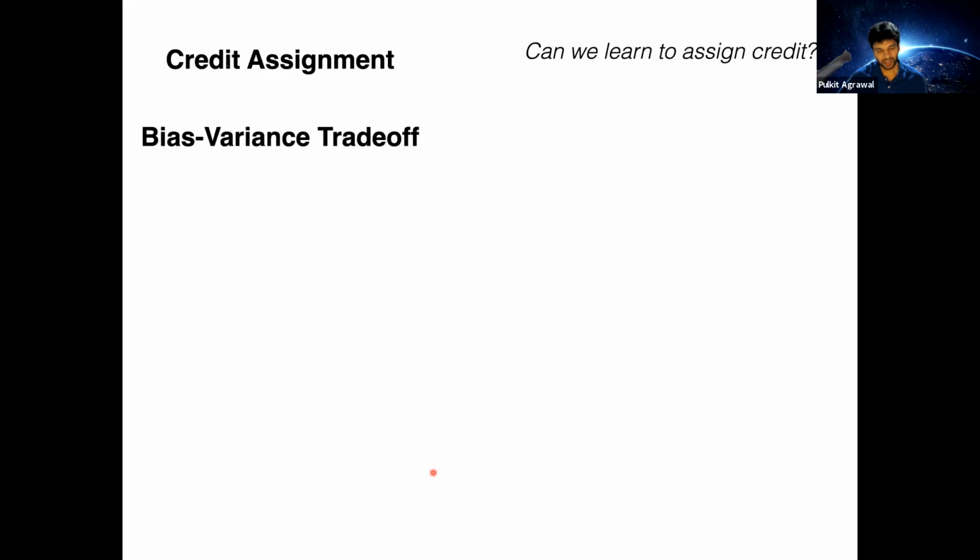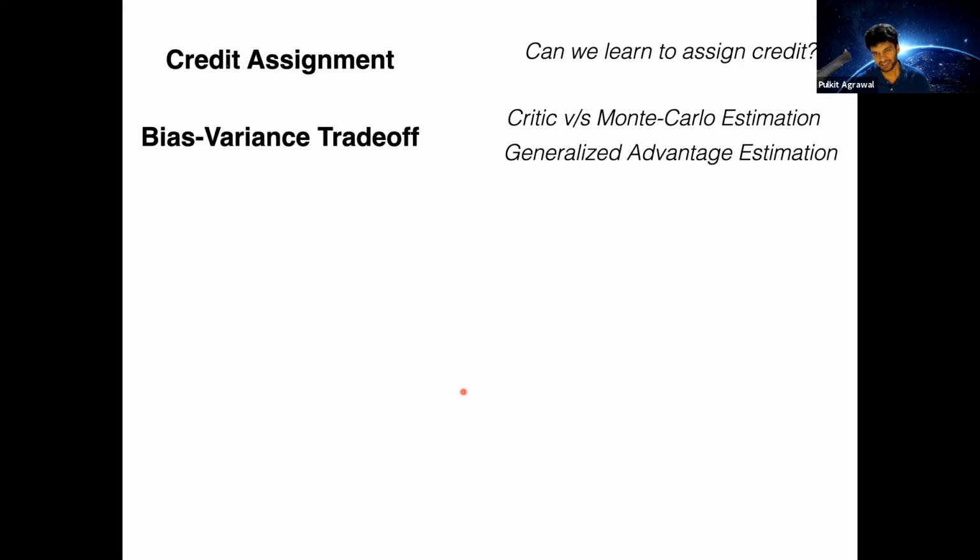Then in the initial part of the class, we spent a lot of time talking about the bias variance trade-off and how we try to improve the performance specifically of on-policy algorithms by performing this trade-off. Right? So we looked at how we can estimate the returns by either using a critic or by doing Monte Carlo rollouts. And in that context, we discussed generalized advantage estimation.